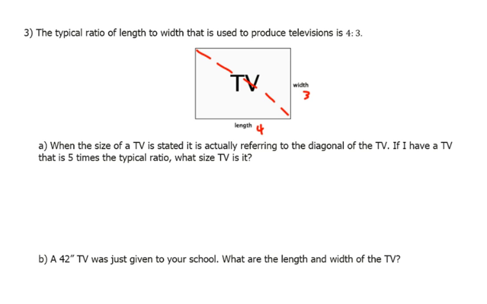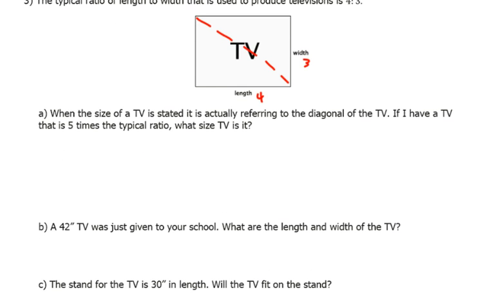So if I have a TV that is 5 times the typical ratio, what size is it? Usually it's 4 to 3. So this is 3. So generally, my TV, if this was 3 inches by 4 inches, this is A and B, or we know the most common triangle is a 3, 4, 5.